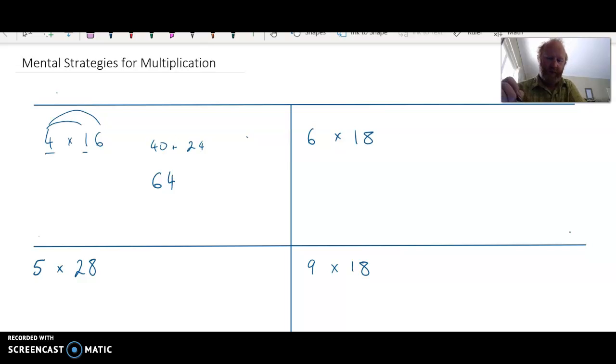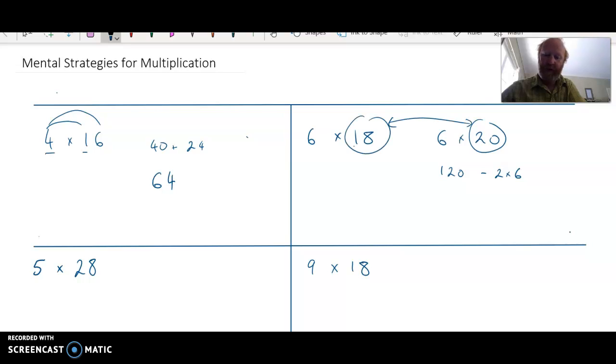For the next question, what we're actually going to do is a little bit of adjustment. 6 times 18, maybe not so easy, but 6 times 20 isn't too bad. Since 6 times 2 is 12, 6 times 20 must be 120. And then we need to remember that we didn't actually do 6 times 20, we were doing 6 times 18.